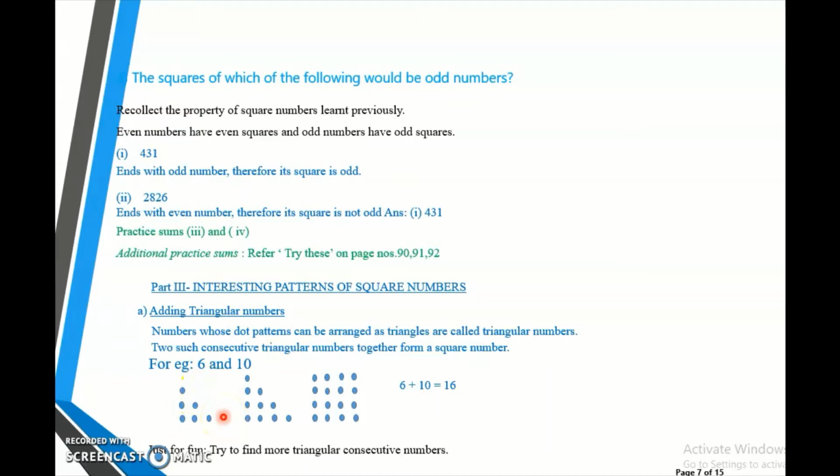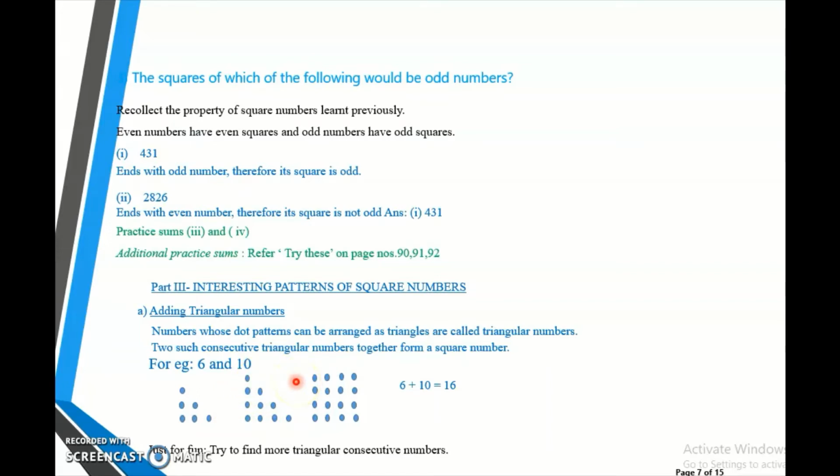Count the number of dots. 1, 2, 3, 4, 5, 6. So 6 is a triangular number. Similarly, let us draw another pattern with 4 dots, starting from 4 dots up to 1 dot in decreasing order. You get another triangle. Count the number of dots. You have 1, 2, 3, 4, 5, 6, 7, 8, 9 and 10. So 10 is again a triangular number.